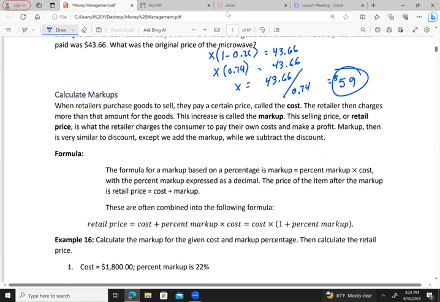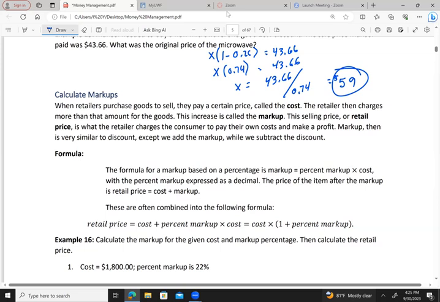Similarly, we can calculate markups. When retailers purchase goods to sell, they pay a certain price called the cost. The retailer then charges more than that amount for the goods. The increase is called the markup. This selling price or retail price is what the retailer charges the consumer to pay their own costs and to make a profit.